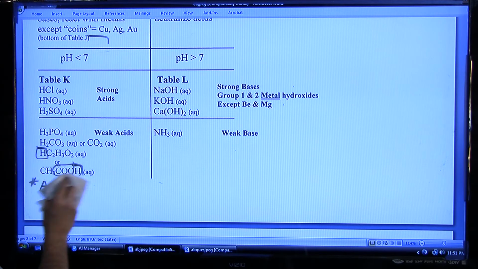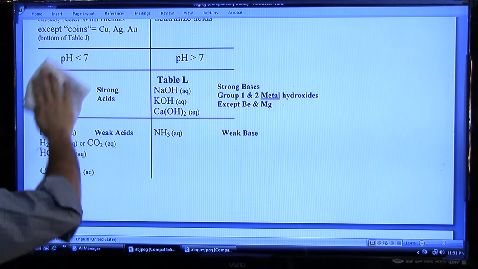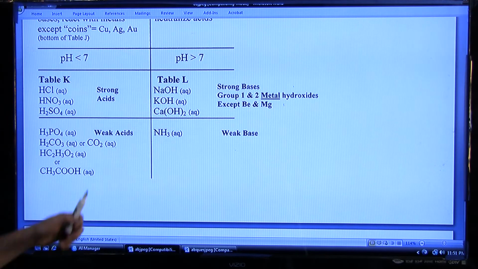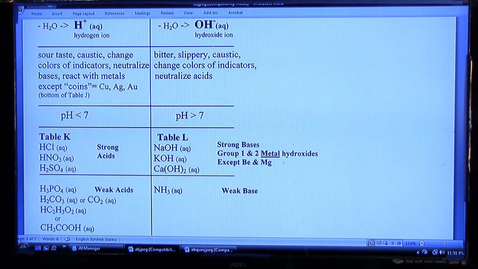All right, and like I said before, one more thing. I mentioned that acids react with metals, and notice I mentioned nothing about bases reacting with metals, because typically they don't. Of course, there are some bases that do, but as far as this course is concerned, let's forget those.